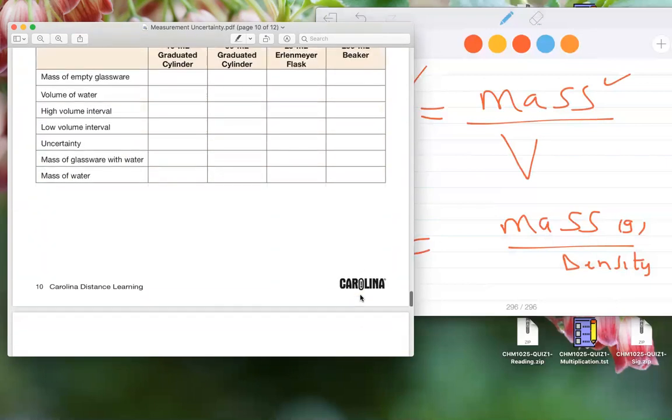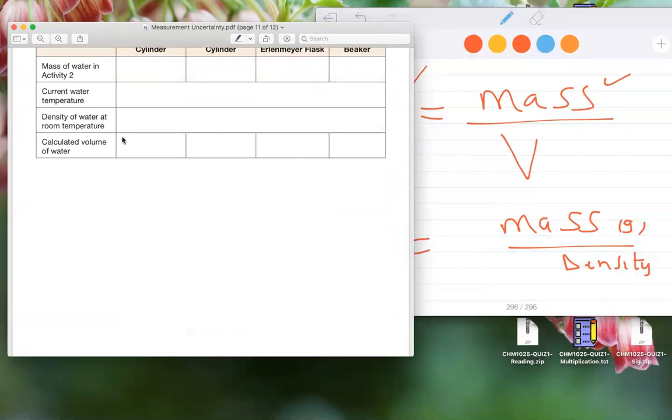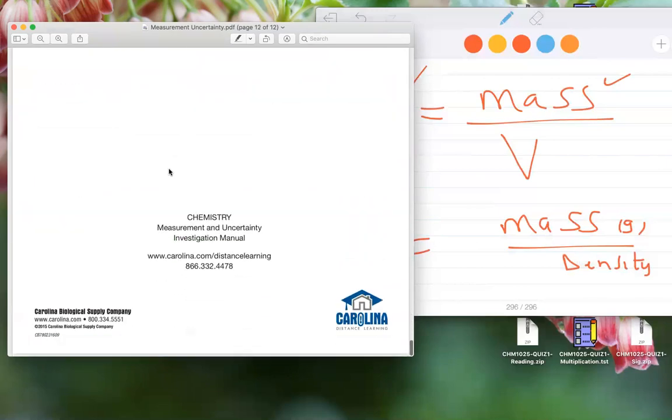Don't just do it on your calculator and assume that I'll figure out that this is what you did, all right? I want you to use the extra scratch paper to show your calculations. The rest is pretty straightforward.